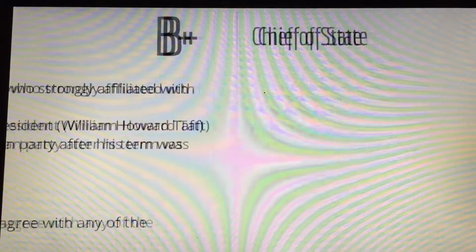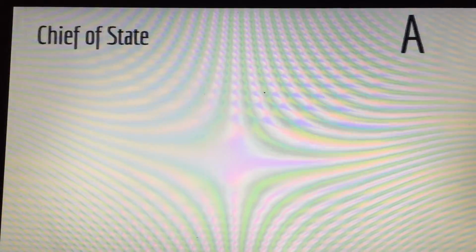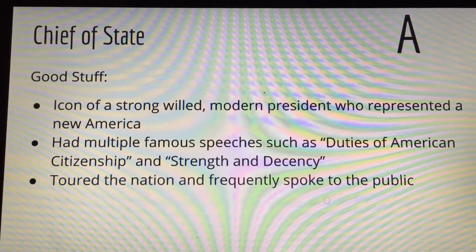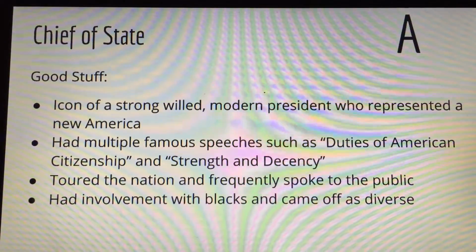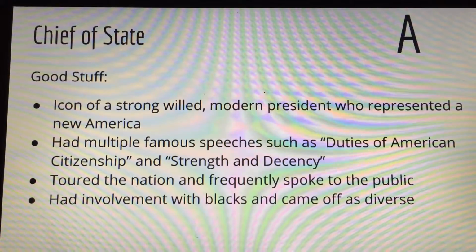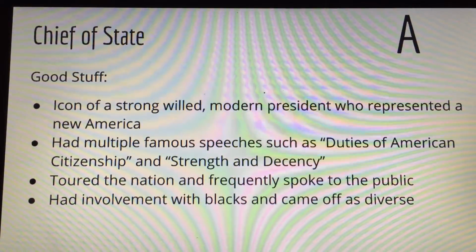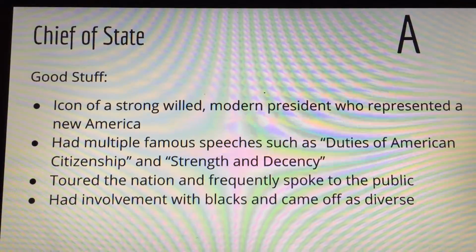Next we have the Chief of State. In this role, usually he's more of an iconic figure, he's a public figure, it's a ceremonial role, and he kind of represents the American values at the time. This was very true of Mr. Roosevelt, and this is why he got an A. He was an icon of a new America.